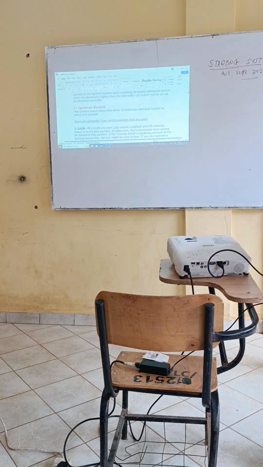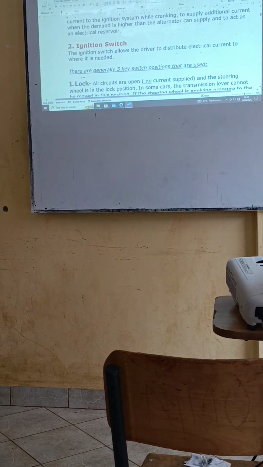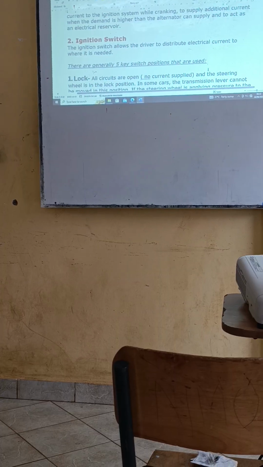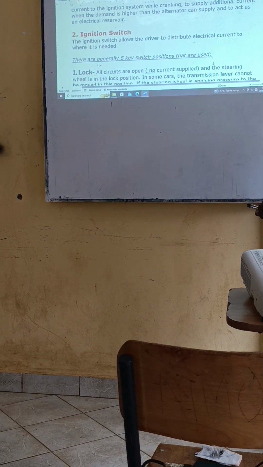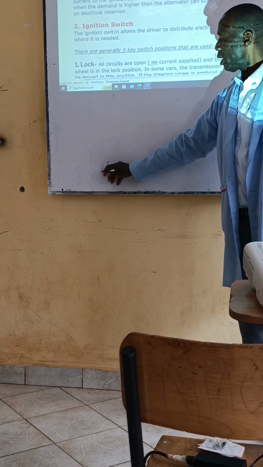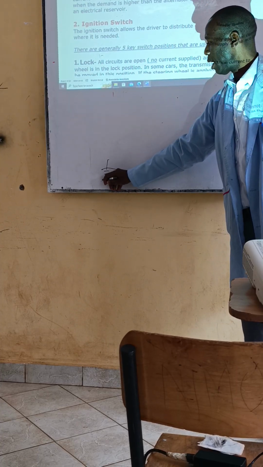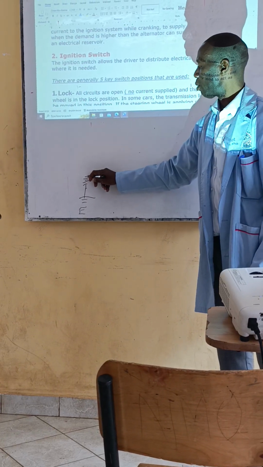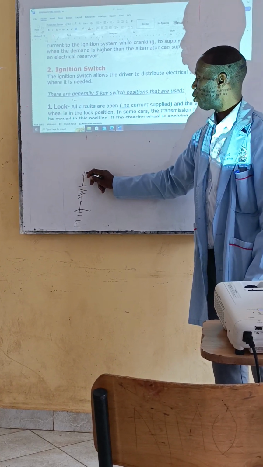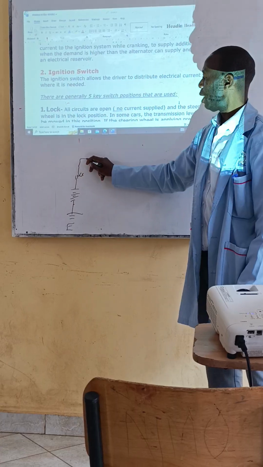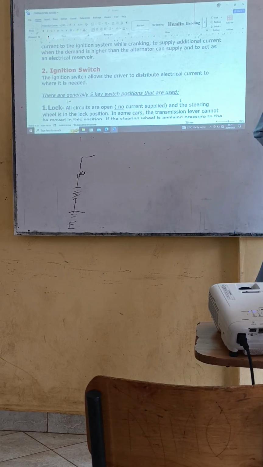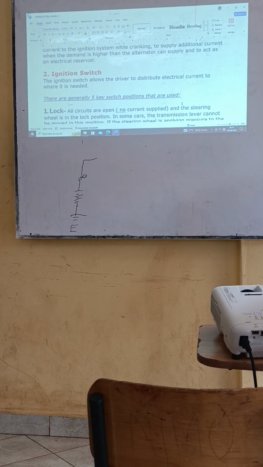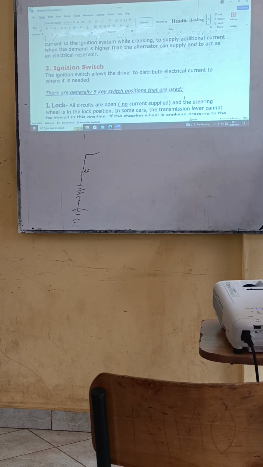The ignition switch, just from what you can see here, is a component which is just next after the battery. Here we have the earth, the negative side of the battery, followed by the ignition switch. Then you come over to the other side. Its function is to act as a switch, or a connector, which allows the driver to distribute the electrical current to where it's needed.